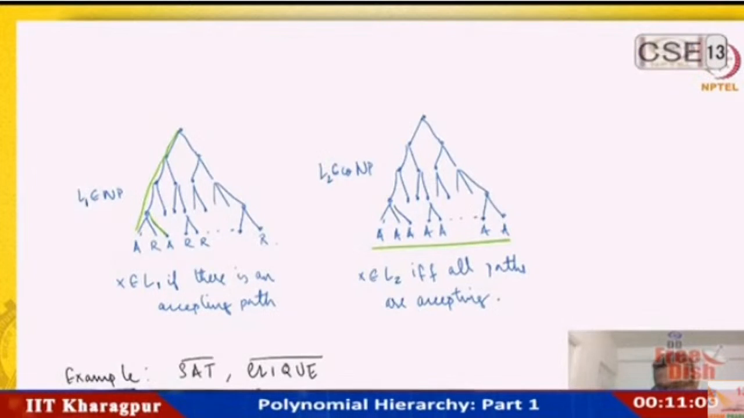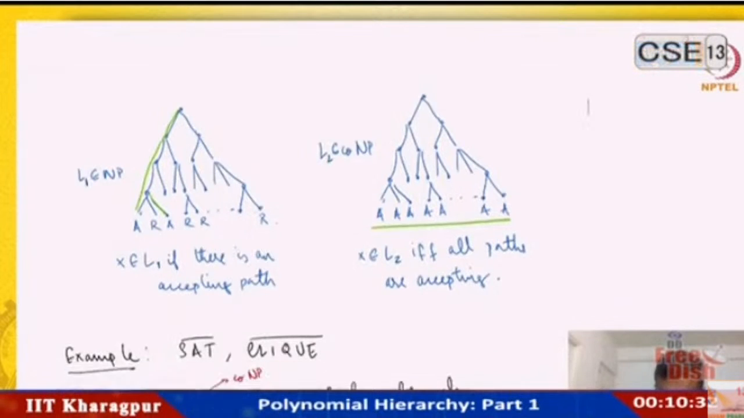All the paths should be accepting. None of the paths should be rejecting, right? So you can see why a language is in CoNP and its complement will be in NP, because if you take the complement, then it will not be all accepts, which means it will have at least one reject. And if you take the complement of that language, that means that it has to have at least one accept, right?